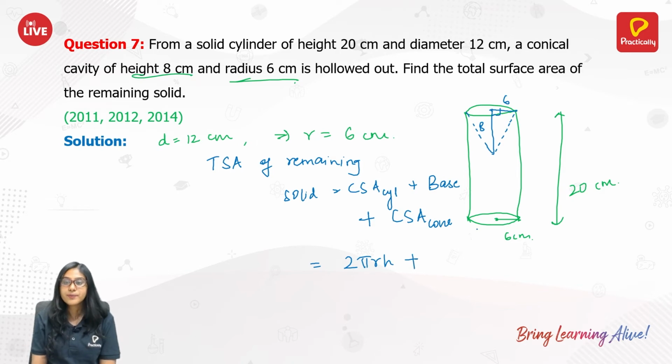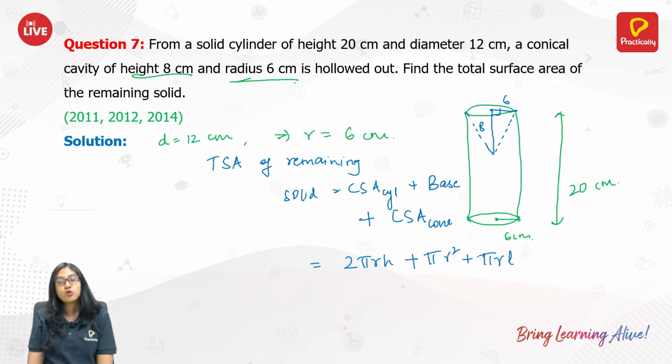Plus, what is the base? Pi r square. And what is CSA of cone? Pi RL. Do we know the value of slant height? No. This is where most of you will make a mistake. You will take L to be 8. But no, you have to find the slant height L.